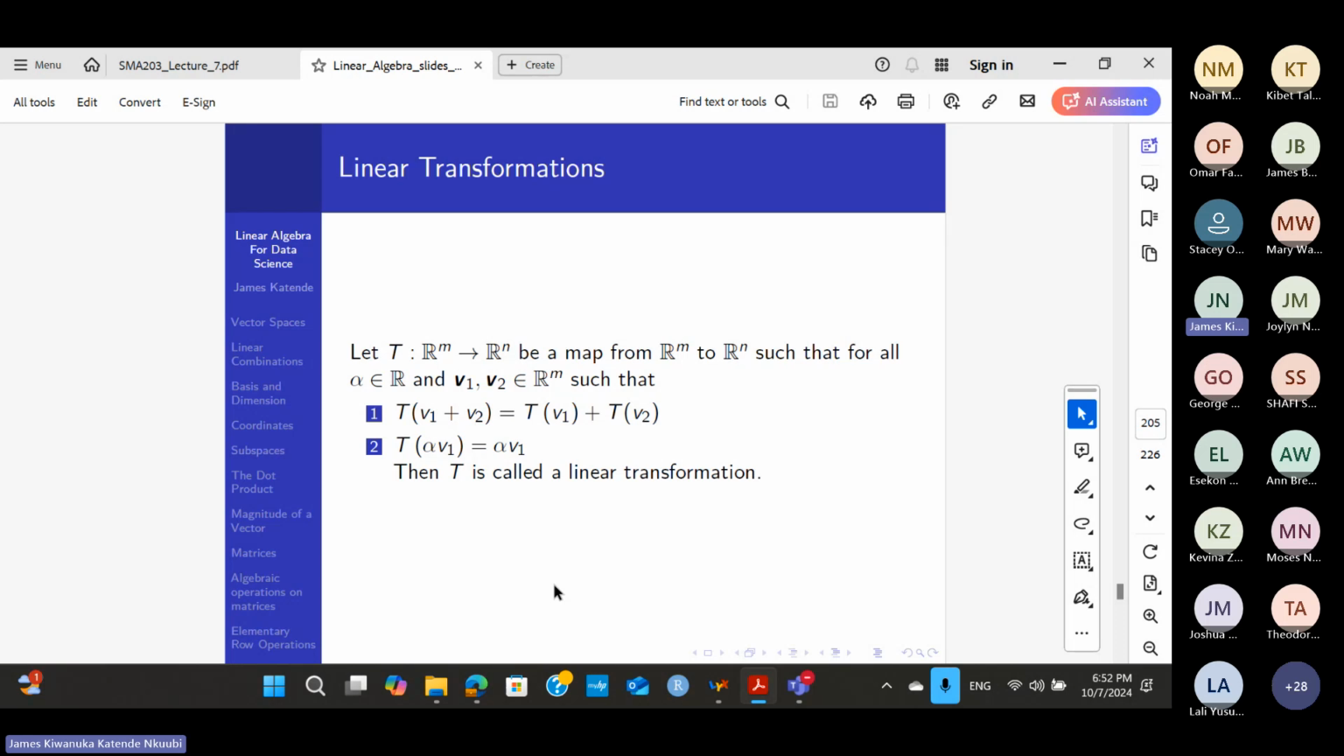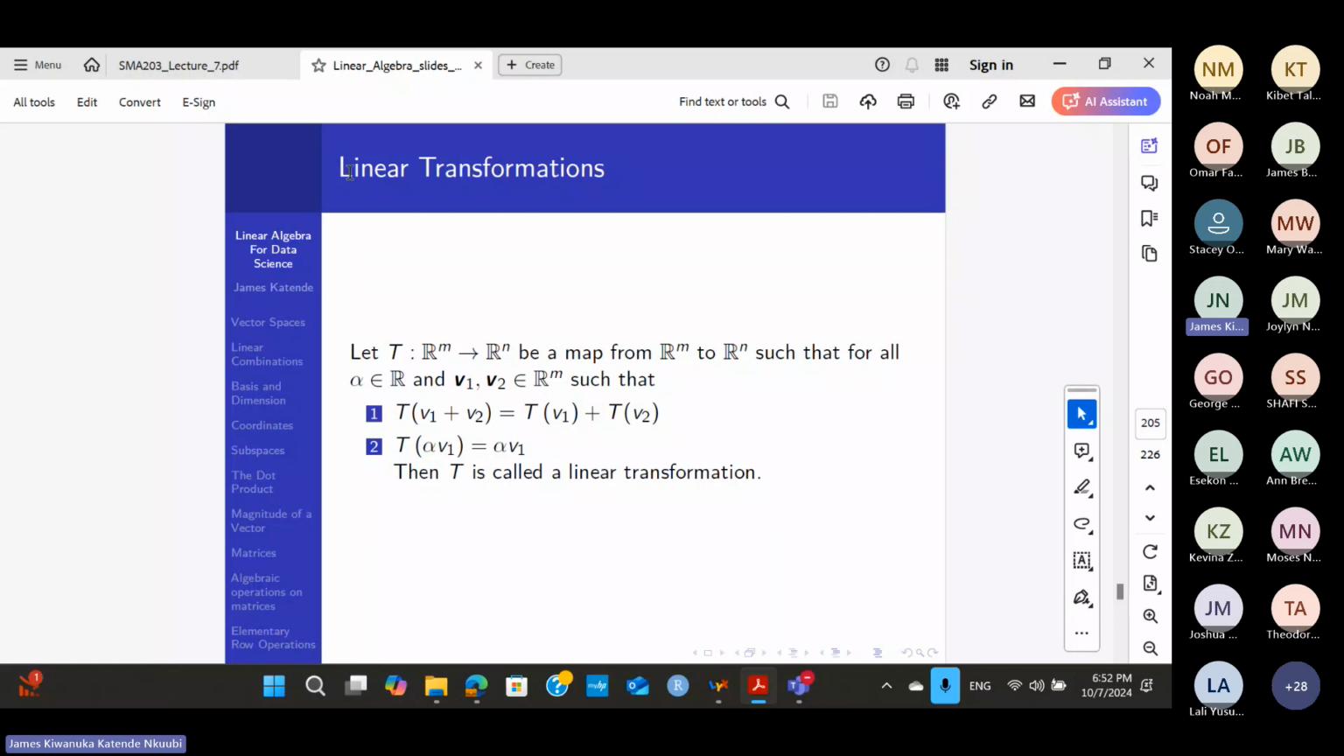So today we talk about linear transformations. I think it might be the only topic we'll cover today. There's one more we can do, the singular value decomposition, but I don't know if we'll have time.